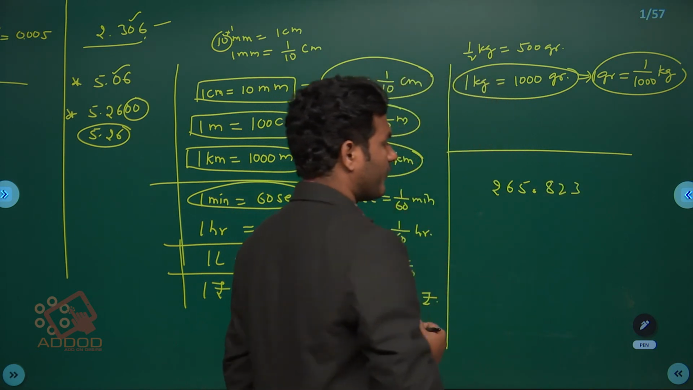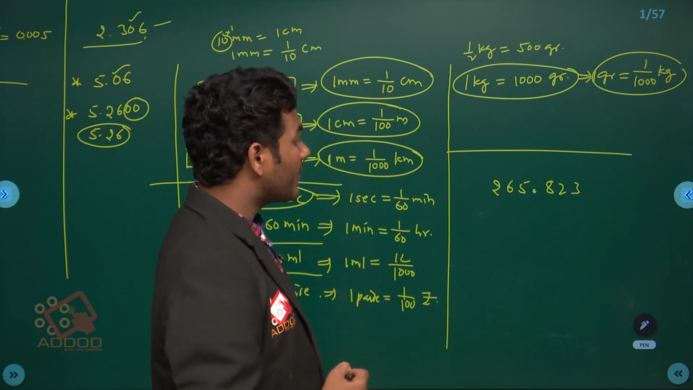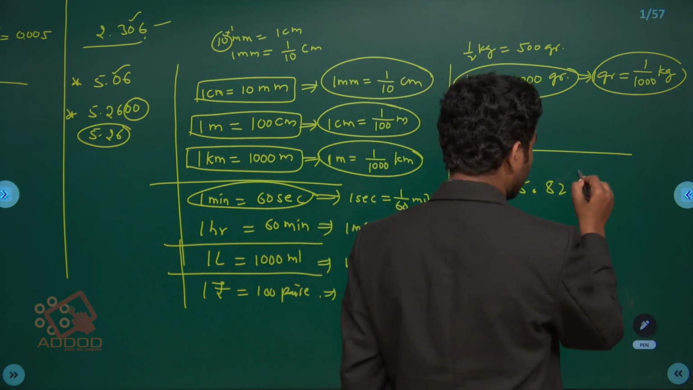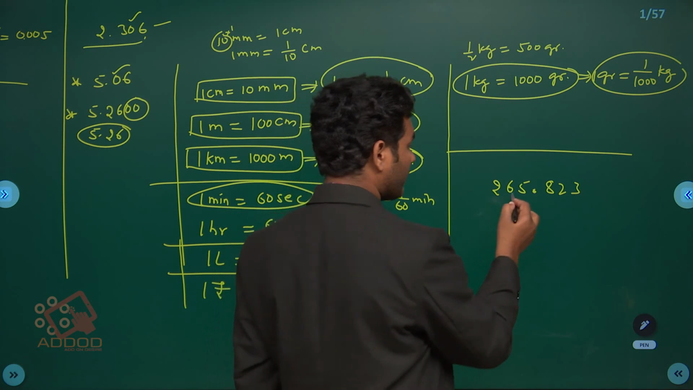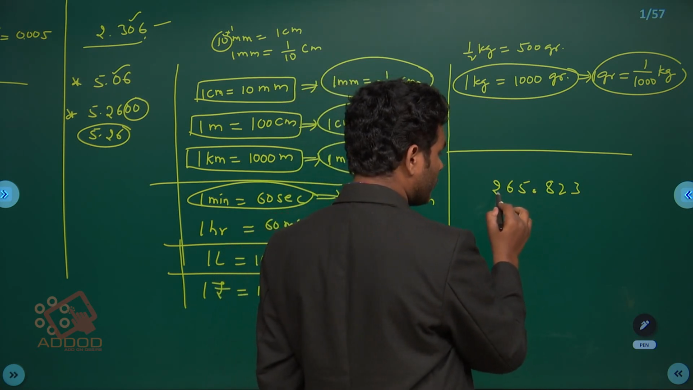Here I am writing one more number, 265.823. For example, I wrote the value like this. Now you can write the place value. How can we write the place value for this one? Here 3, 2, 8 on this side, and here 5, 6, 2. So whenever you are reading this value, 265.823.